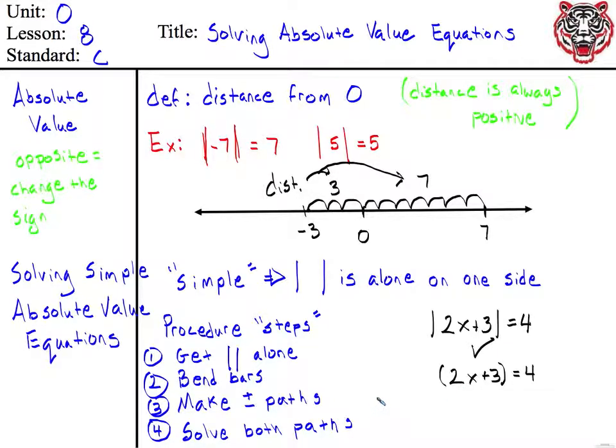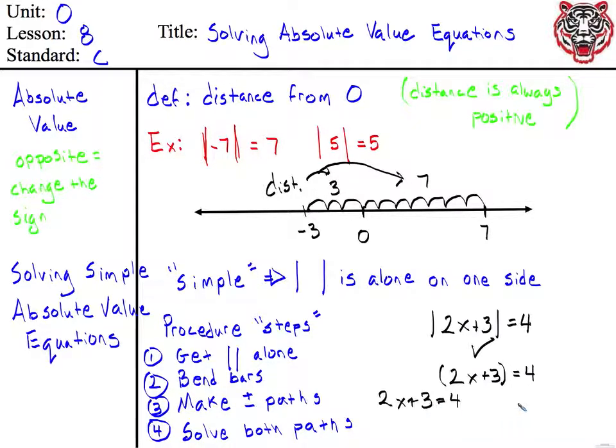So by making positive and negative paths, what do I mean by that? Let's look at solving this problem. So my first path is going to be my positive path. So this is going to be 2x plus 3 is equal to 4. It's the exact same path. It's positive. Positive is usually leave it.